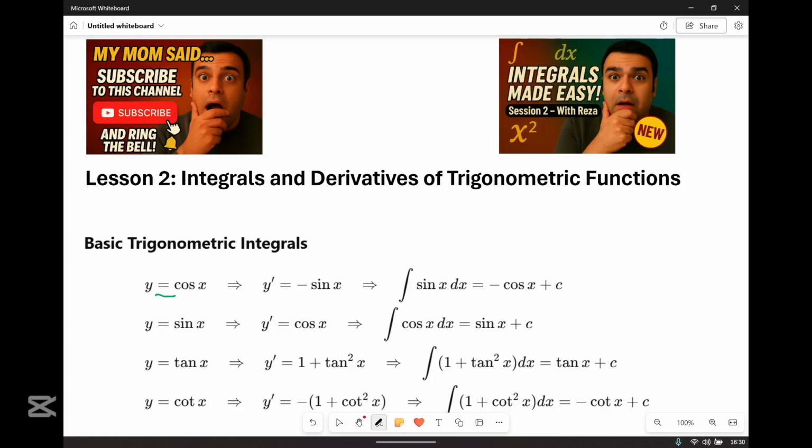At first, when you have cosine x, the derivative is minus sine x. Therefore, the integration of minus sine x is cosine x. But in the last we have a minus, therefore the integration of sine x is minus cosine x plus c.